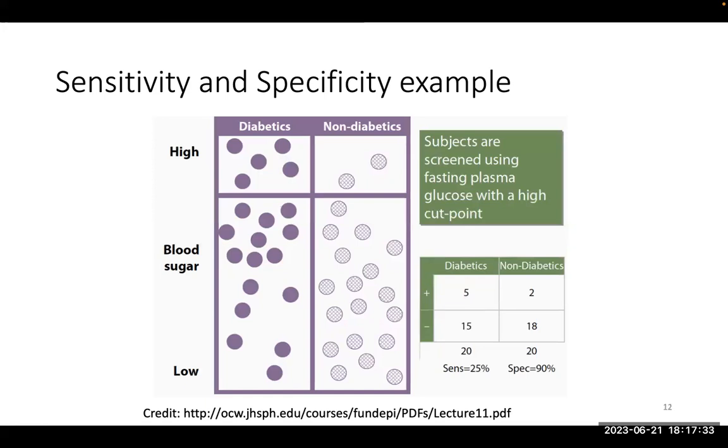If you are now increasing your threshold, you're diagnosing fewer diabetics as being possibly diabetic and more diabetics as being possibly non-diabetic. You're basically increasing specificity: you're decreasing the number of non-diabetics that are positive but don't have the disease, and you are increasing the number of non-diabetics that are indeed diagnosed as non-diabetic. So the specificity is high.